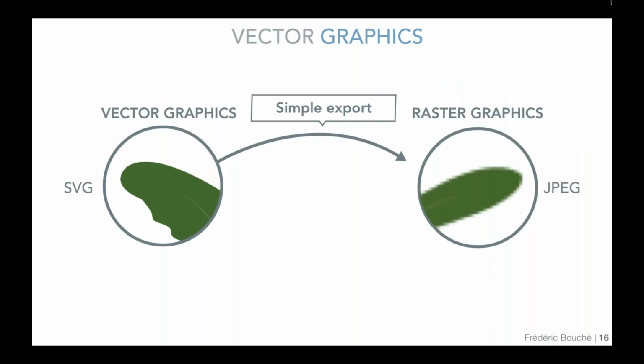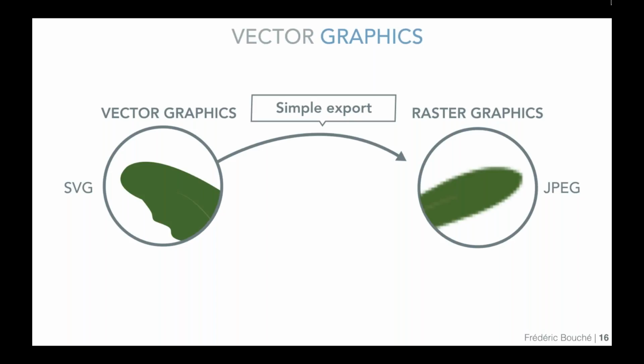Can I switch between vector graphics and raster graphics? Of course. When you have a vector graphic, let's say an image in Adobe Illustrator, you can just export it. You go in File, Export, and you can export your file into a PNG or a JPEG or a TIFF or whatever you want, and it will create pixels out of your vector graphic.